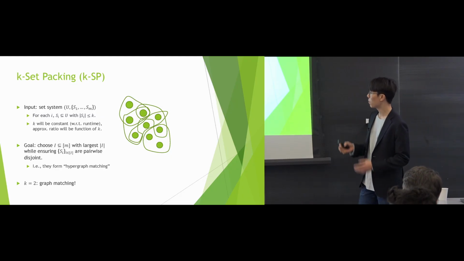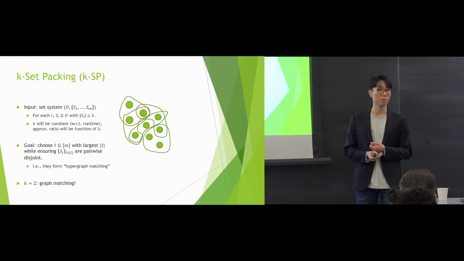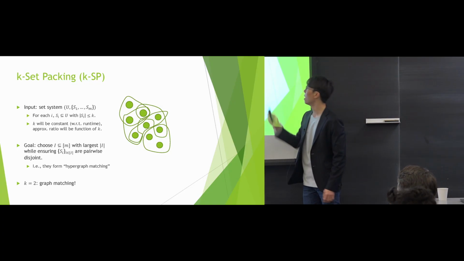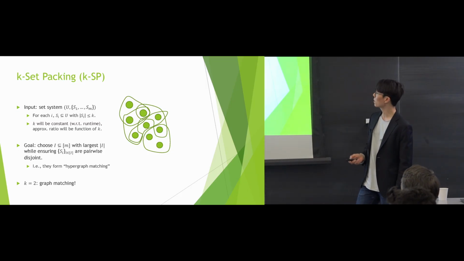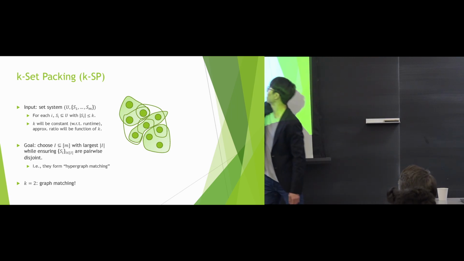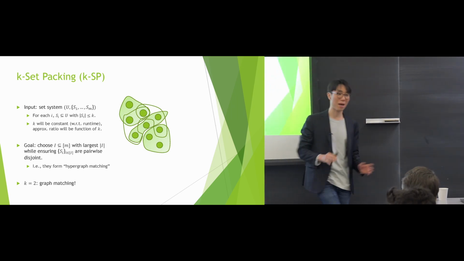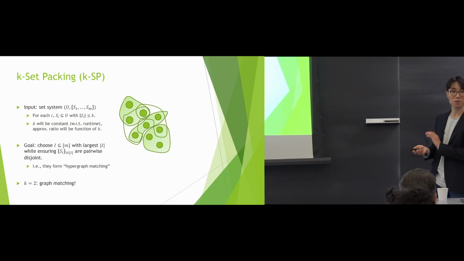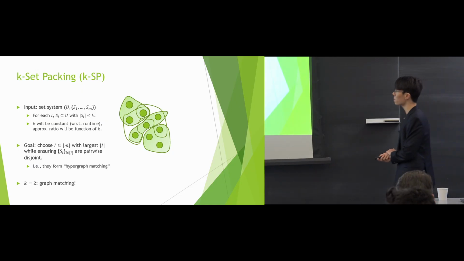And of course, when k is 2, it exactly becomes the graph matching problem, which has a lot of ties to the University of Waterloo. This is an example of a 3-set packing instance. If you look at this instance, there's actually a very good solution. Actually, the color is not very good. These 3 sets form a perfect packing. So the optimal value is 3 here. These are very fundamental, basic problems.